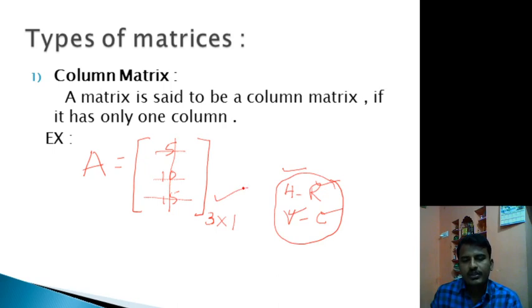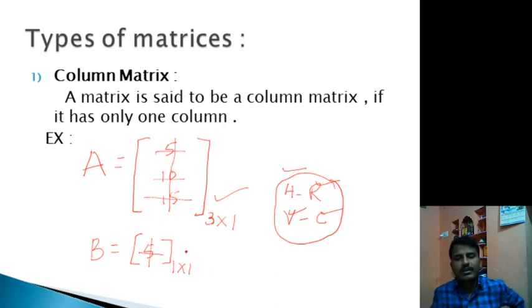Such a matrix we can call a column matrix. It is a matrix, but it contains only one column. Okay? Now I will take this B matrix, with only one value. Can you call it a column matrix? Yes, because it contains only one row and one column. One row, one column, so it is also an example of a column matrix.